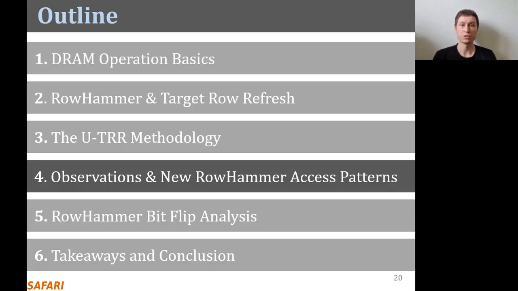I will now describe the observations we made by analyzing existing TRR mechanisms using U-TRR and explain the new RowHammer access patterns we crafted.